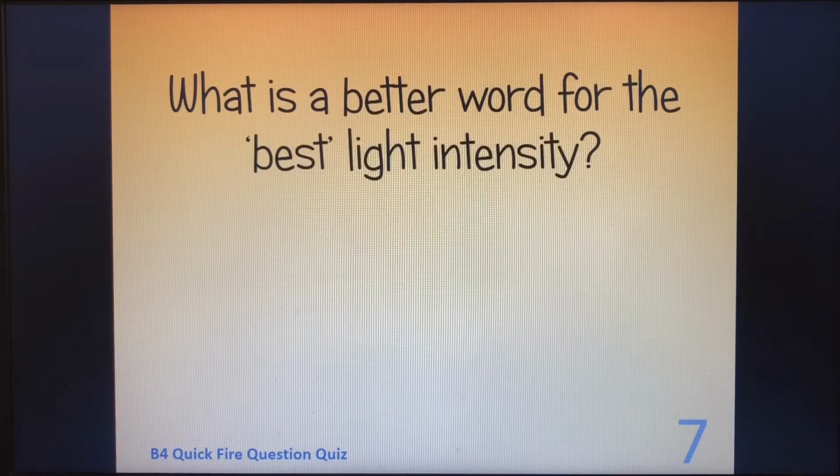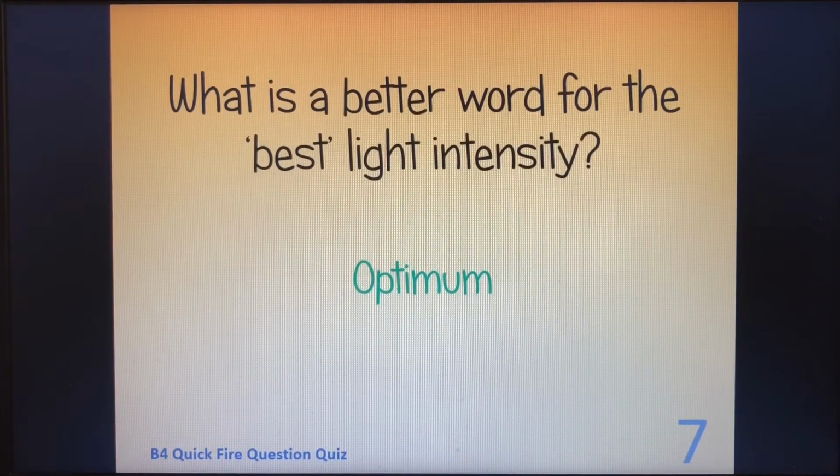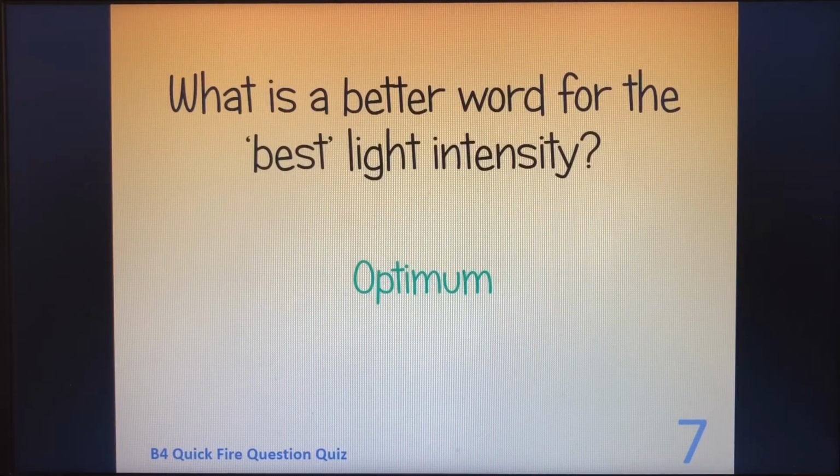And the answer is optimum. So we might say it's the optimum light intensity. And incidentally, when the light intensity reaches its optimum, light intensity is no longer a limiting factor. Something else will be the limiting factor. Okay, so once at the optimum, no longer a limiting factor.